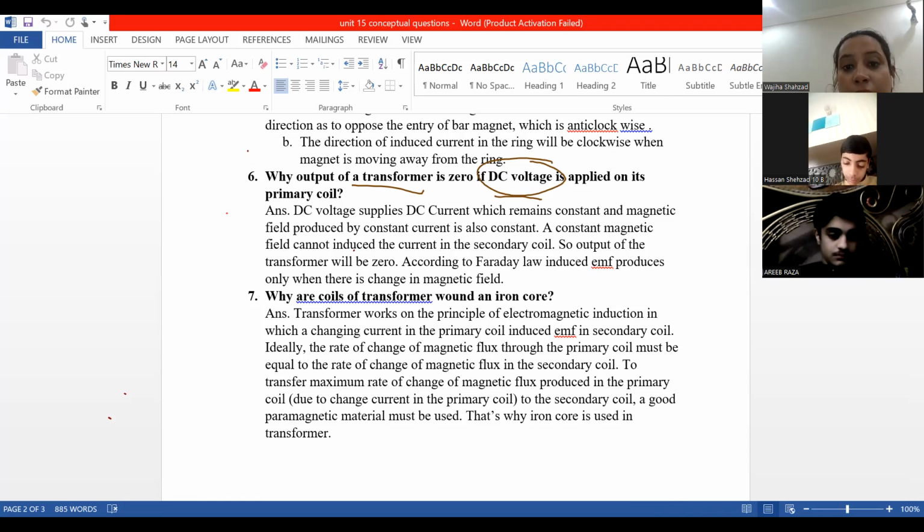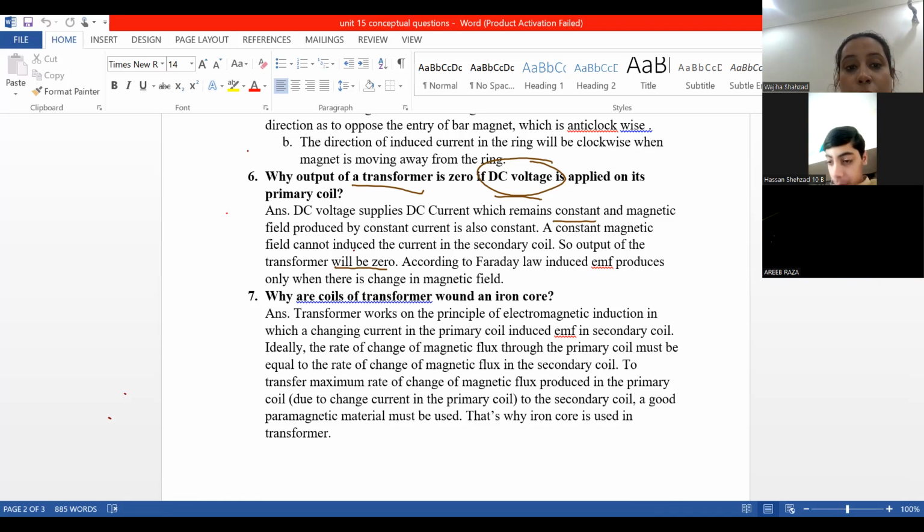DC voltage supplies DC current which remains constant, and the magnetic field produced by constant current is also constant. A constant magnetic field cannot induce current in the secondary coil, so the output of the transformer will be zero. According to Faraday's law, induced EMF is produced only when there is a change in magnetic field.